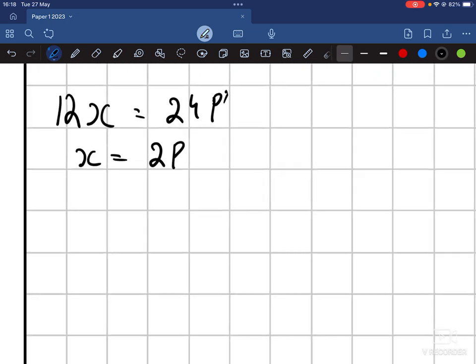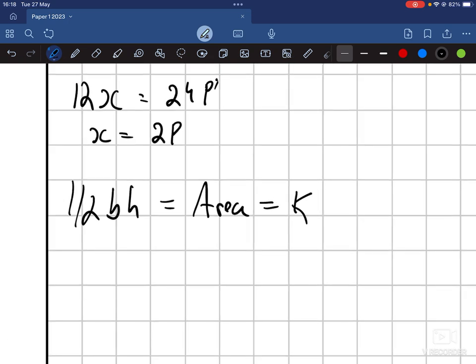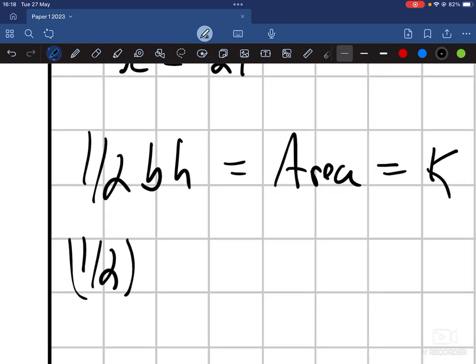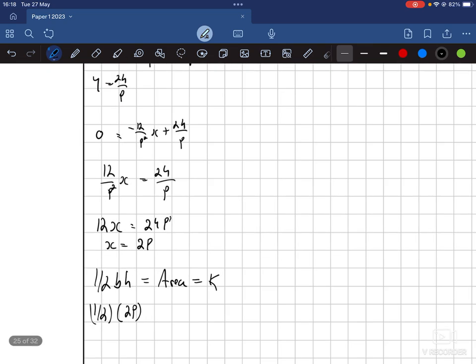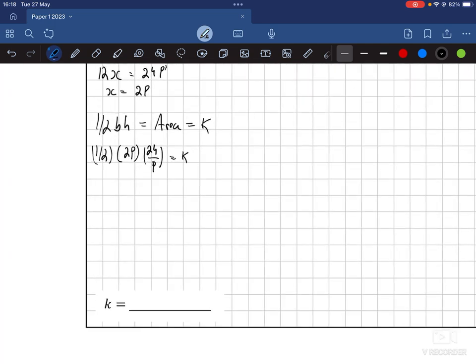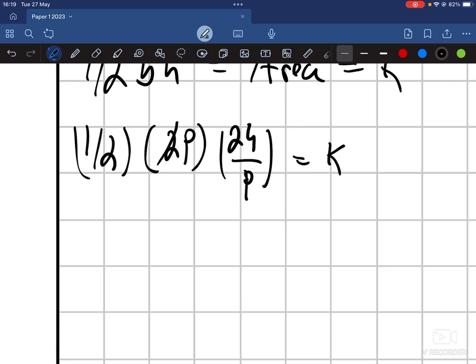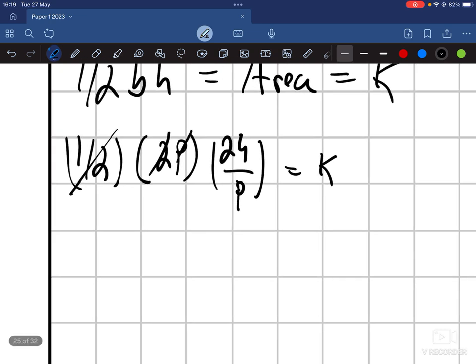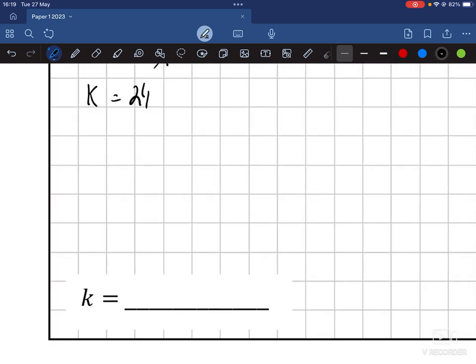Now I said earlier, half the base times the height gives the area. We're told the area is equal to k. Okay, now I can sub in what I found for base and height. So for base I got 2p, and for height I got 24 over p, and then that's equal to k. I am asked to work out the value of k, which is nice. So amazingly enough, see this 2? This 2 cancels with this half, 2 halves is 1. This p cancels with that p, and we just get left with k is equal to 24. So k is 24.